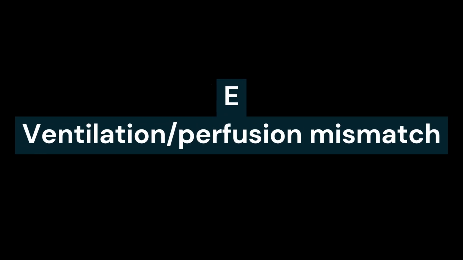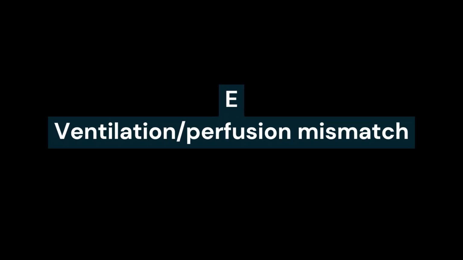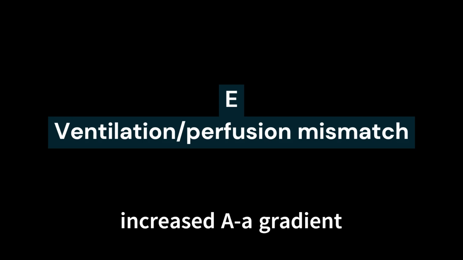E. Ventilation perfusion mismatch. Ventilation perfusion mismatch is a common cause of hypoxemia. Poor ventilation of well-perfused alveoli results in physiologic shunting, leading to an increased alveolar arterial gradient. Ventilation perfusion mismatch can occur in pneumonia, obstructive pulmonary disease, and pulmonary embolism.